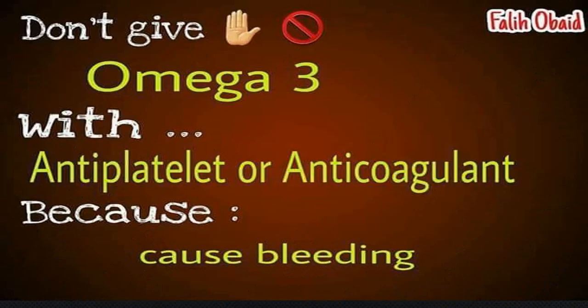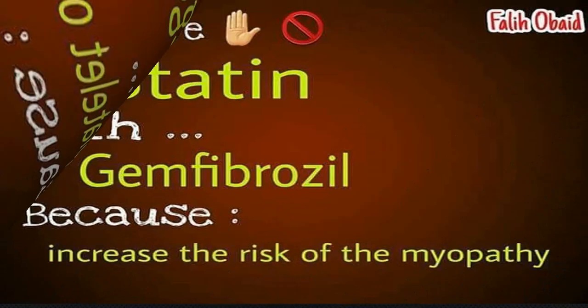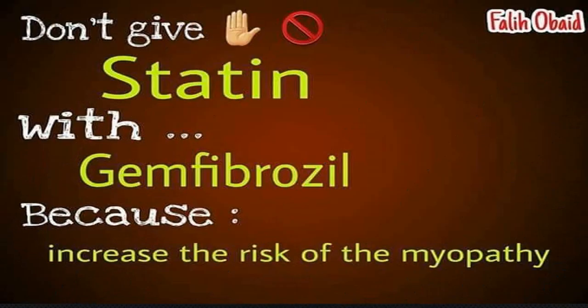The next combination is omega-3 with an antiplatelet or anticoagulants. What will it cause? If we give these drugs, it will cause bleeding and it is very harmful for the patient. The next combination is a statin, which is an HMG-CoA reductase inhibitor, with gemfibrozil. Both will cause myopathy, which is harmful for the muscles, so avoid these drugs.